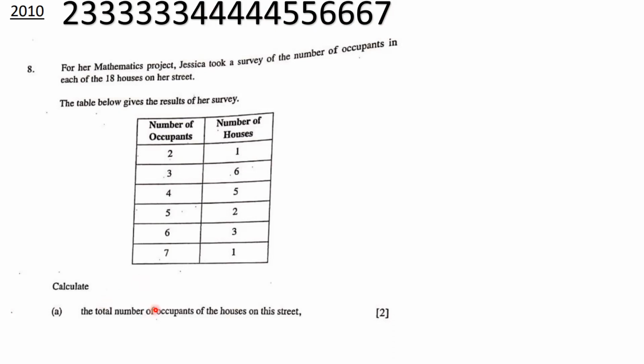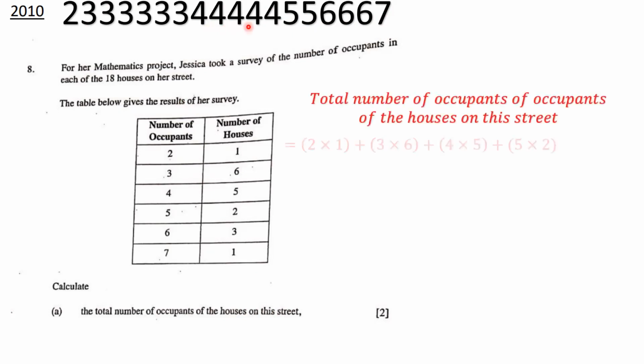So here they want us to figure out the total number of occupants of the houses on this street. We just have to add all this up, right? So it's going to be 2 times 1 because there's 1 house with 2 occupants. Then 6 times 3 because there are 6 houses with 3 occupants. Then 4 times 5 because there are 5 houses with 4 occupants. And then it's 5 times 2 because there are 2 houses with 5 occupants. Then 6 times 3 because there are 3 houses with 6 occupants, and then 7 times 1 because there's 1 house with 7 occupants. We add them all up and our answer is 75. That's the total number of occupants on this street.